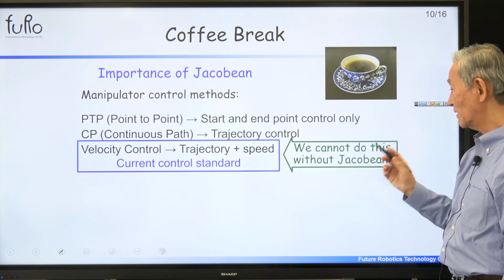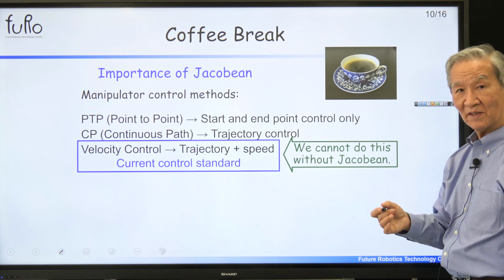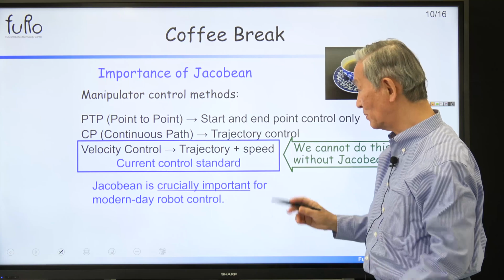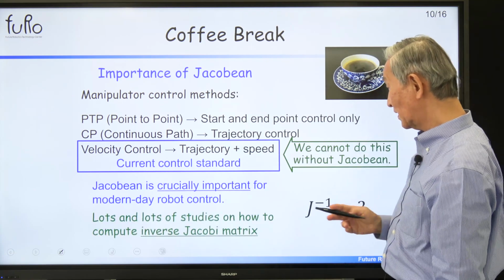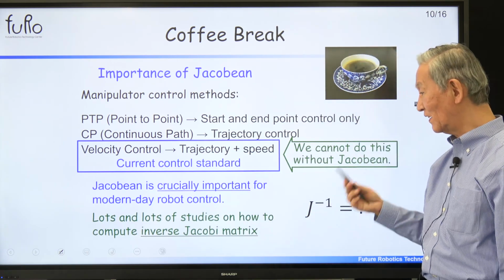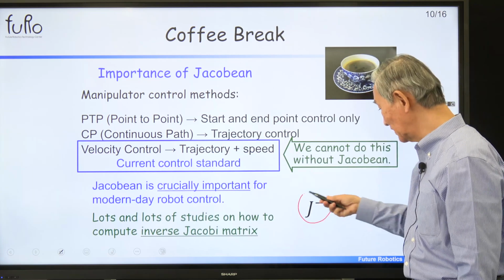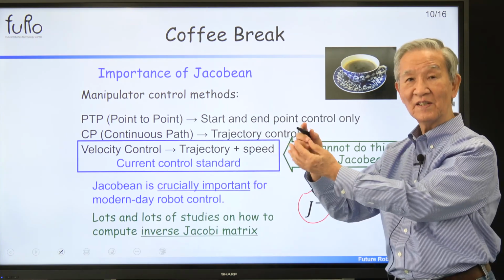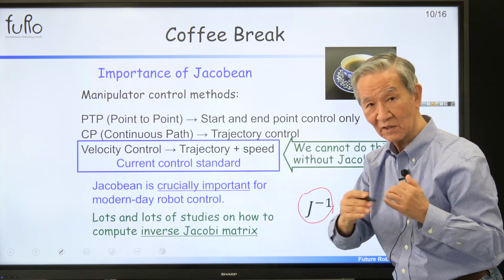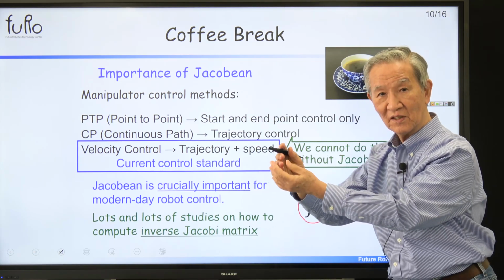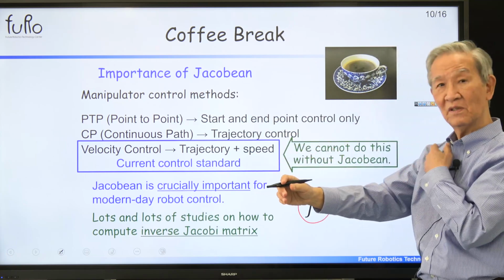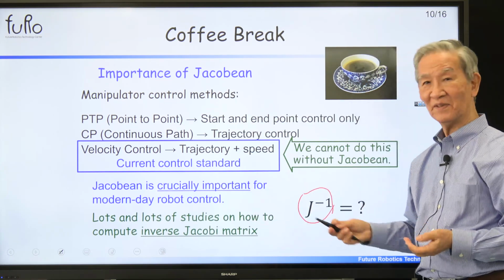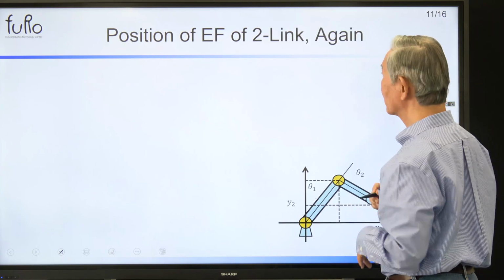All right. We cannot do this without the Jacobian, right? We have computed the speed of the end-effector in terms of the speed of the joints. So the Jacobian is crucially important for modern day control. There are lots and lots of studies on how to compute the inverse Jacobian matrix. Why? Because this is the one that will tell you the joint speed in terms of the speed of the end-effector. You want the end-effector to move at a certain speed. So that is given. The end-effector speed is given. Now, from that, you want to compute the speeds of the joints. That's why you need this one here, and why there are lots of studies on how to compute it. It is a very complicated thing to do. All right.